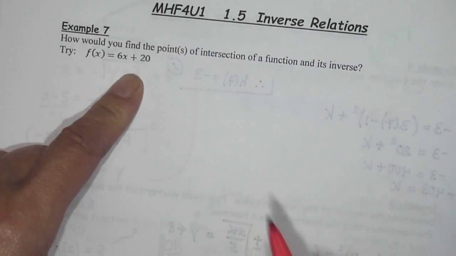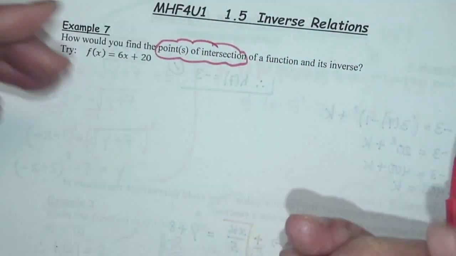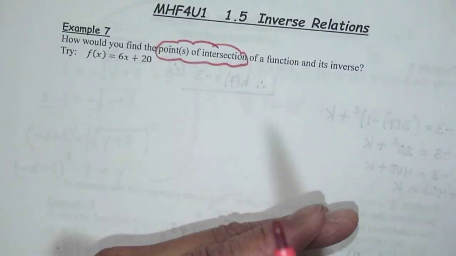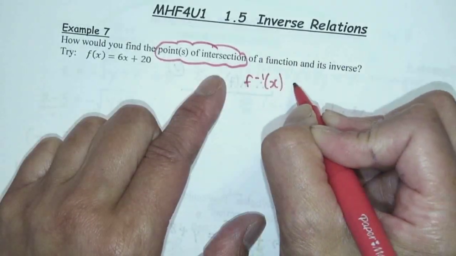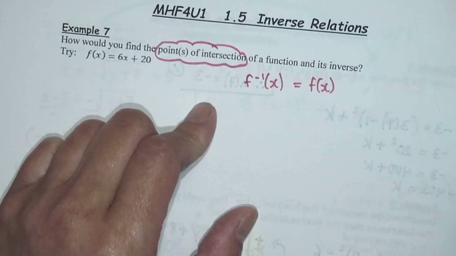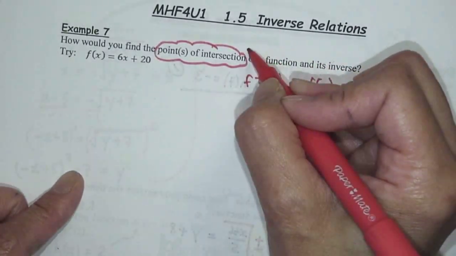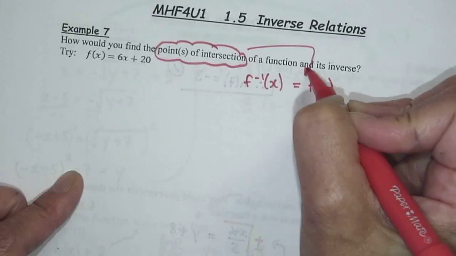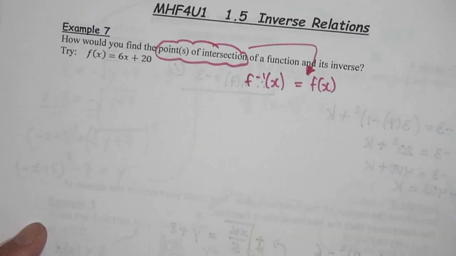So my goal is to go, okay, points of intersection means where are they going to be the same? Where they're going to be the same is when I want the inverse to equal the function. So that's my goal. That's my point of intersection, when they are equal to each other. So I'm going to set them equal. That is my plan.